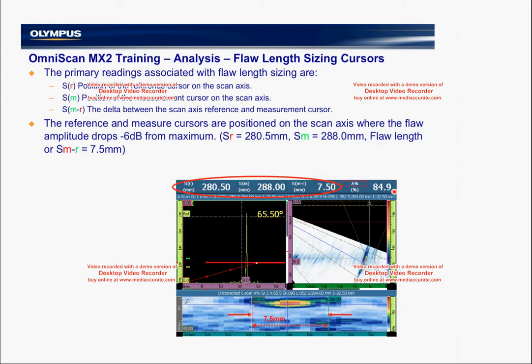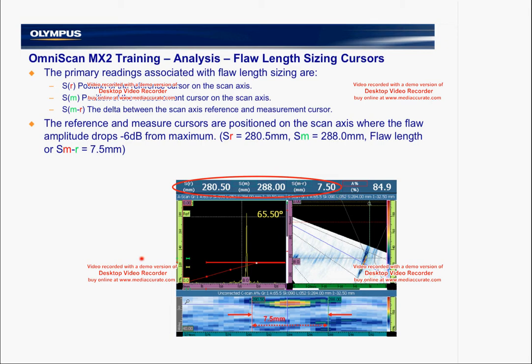So in the readings that we will use for our length sizing, we will identify the start of the flaw with the scan axis reference cursor. In this example, 280 millimeters. The end of the flaw with the measure cursor on the scan axis, or SM. And this is at 288 millimeters. The delta between the 2 is the length of the flaw, 7.5 millimeters.